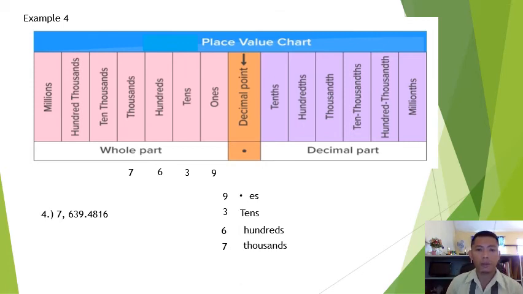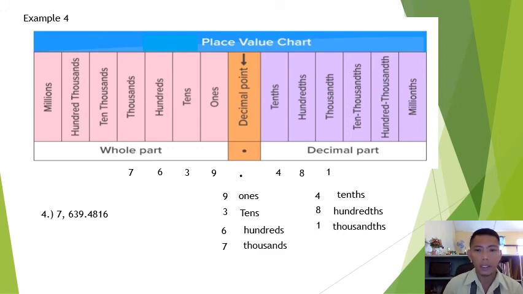Don't forget to put the decimal point. Our decimal number here is 4816. Let's start with 4. Let's put it in tenths. The place value of 4 is tenths. 8, place value of 8 is hundredths. And 1 is thousandths. For the last, let's put 6 in ten-thousandths. So the place value of 6 is ten-thousandths. Okay? Again, don't be confused with that. You can review this.